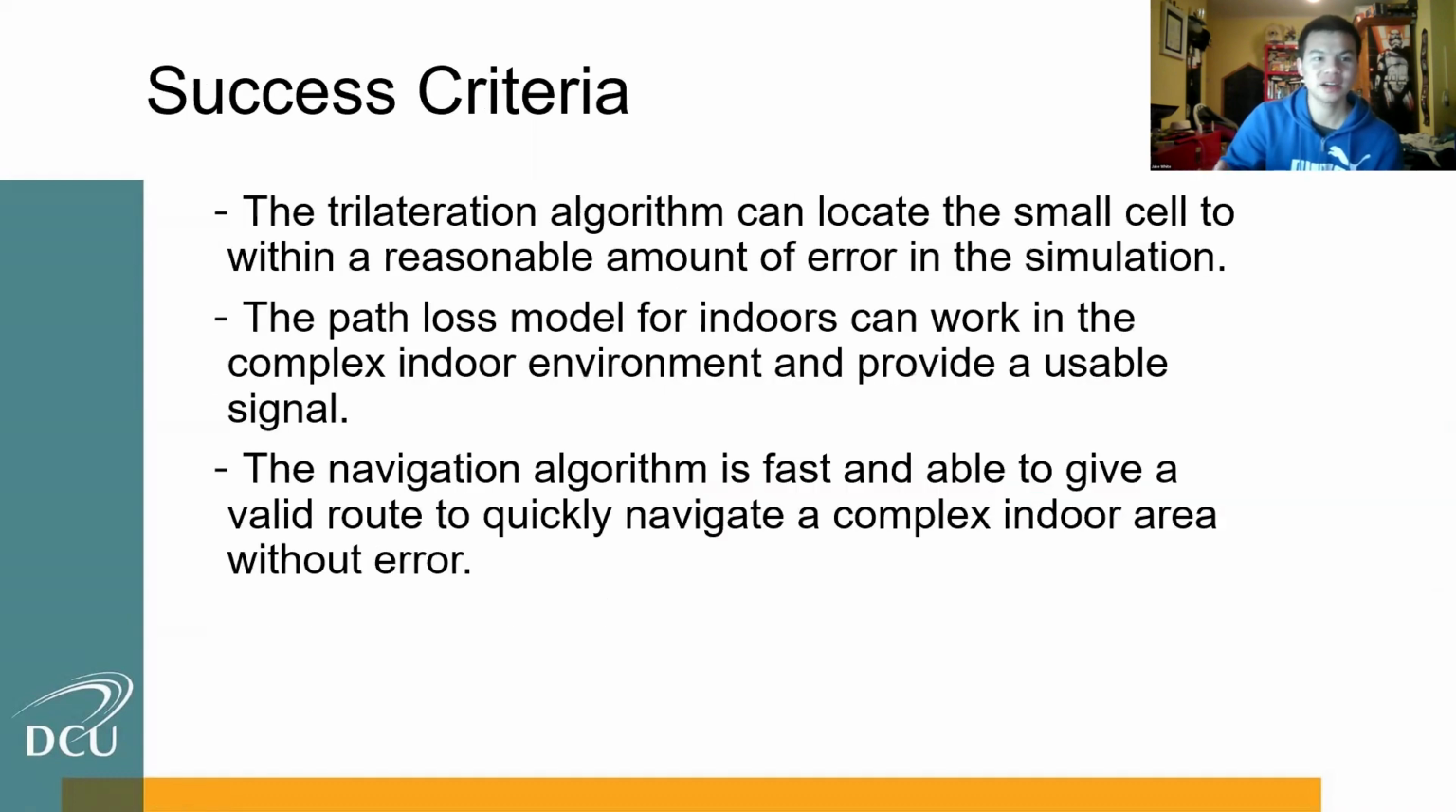My success criteria is to have a trilateration algorithm that can locate a small cell to within a reasonable amount of error in the simulation. The path loss model for indoors can work in a complex indoor environment and provide a usable signal. And the navigation algorithm is fast and able to give a valid route to quickly navigate a complex indoor area without error. And that's it.